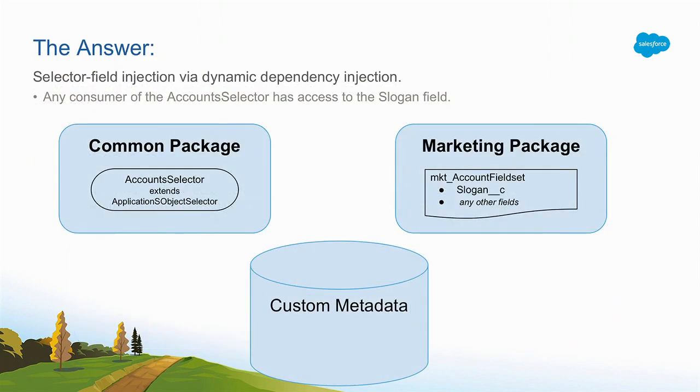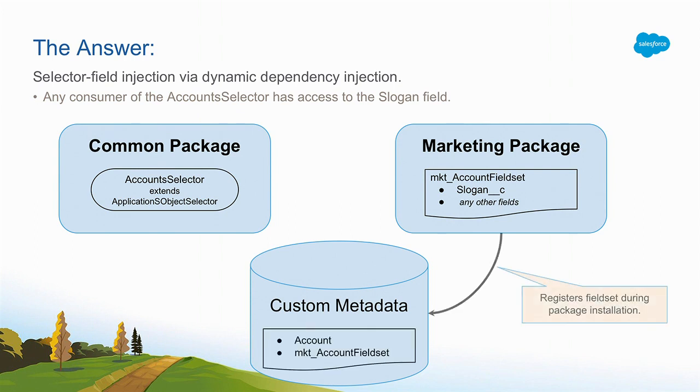And like John said, we're going to do this selector field injection via custom metadata-driven dynamic dependency injection, so that any consumer of the account selector will get this new field that a downstream package has added. All right, so here we have the marketing package, and I've also created a field set that contains this new slogan field. And when it installs, or maybe later on, I would add a custom metadata record that associates the account SObject to this field set containing the slogan field.